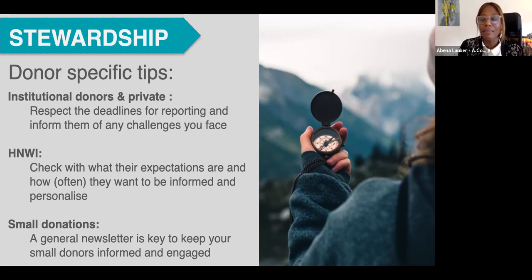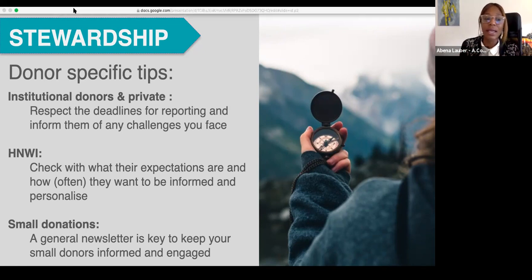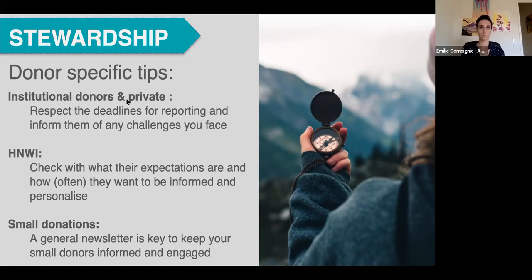Okay. So for specific tips, we already said it. Again, respect the deadlines for reporting and inform them of the challenges you face. Make sure that your budgets are aligned. I think that's something that, in the initial phase, when you're creating your projects and sending out certain types of budget, make sure that you can reconcile them easily with your financials.